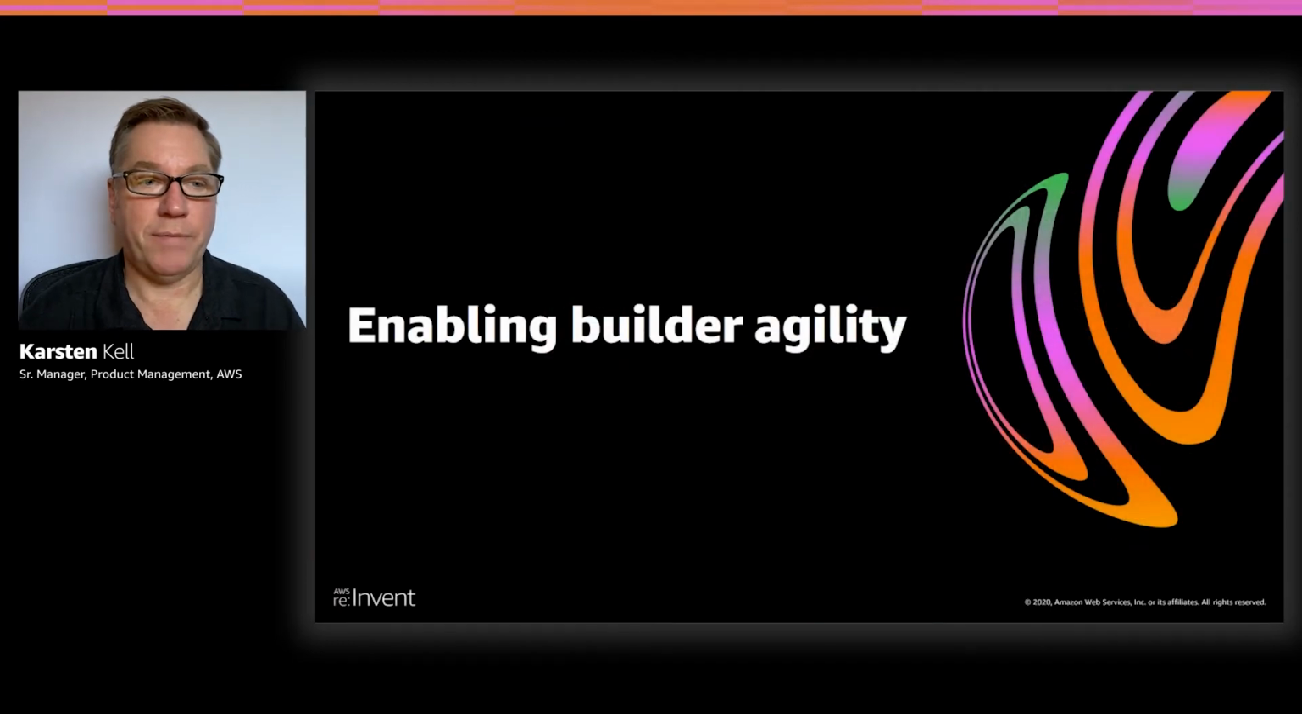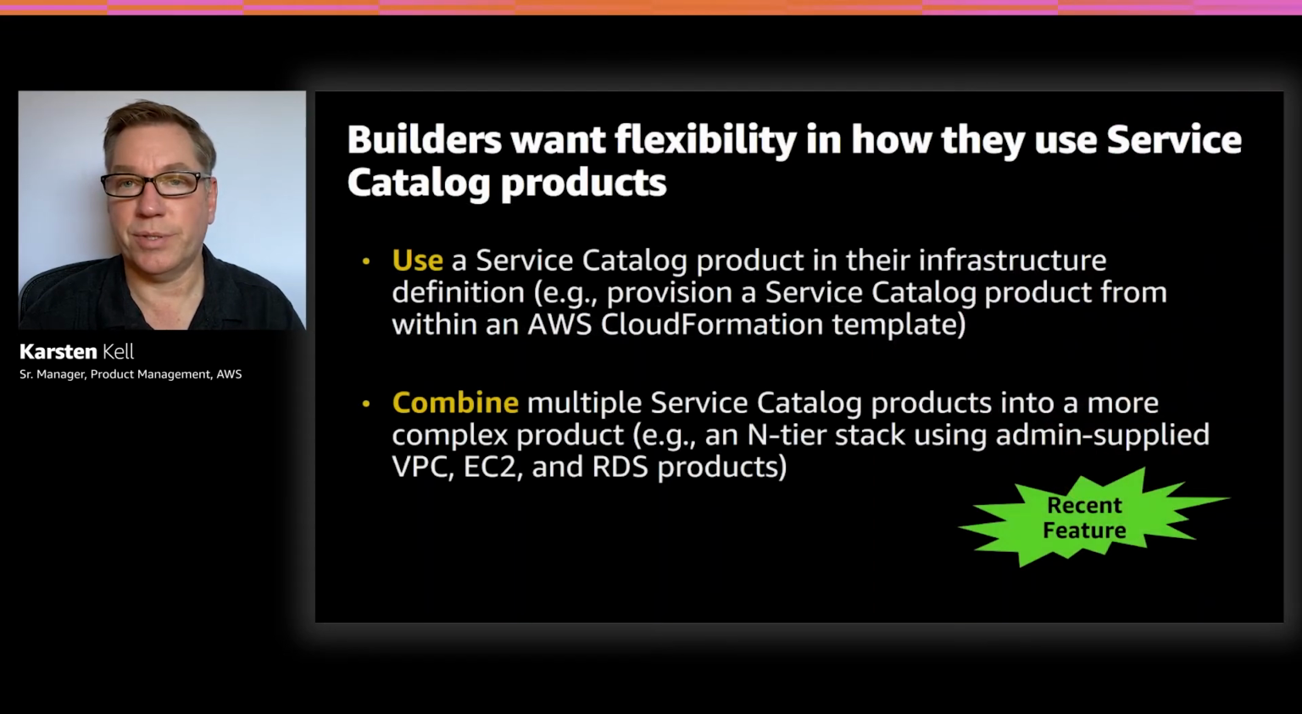So we haven't talked a lot about how the end users use Service Catalog products. And one of the really interesting use cases that we've seen customers use is to enable builder agility. So I'll get into this a little bit about how builders use the Service Catalog products that are provided. I've already mentioned a couple. They might go to the AWS Service Catalog console and click through and provision a product. Very straightforward, great for users who aren't even familiar with AWS. They can use Service Catalog to self-service provision products.